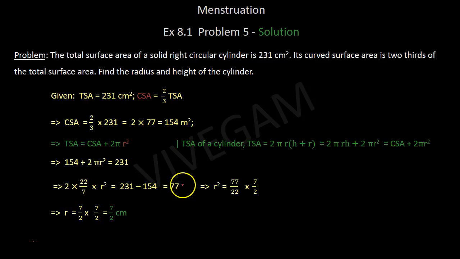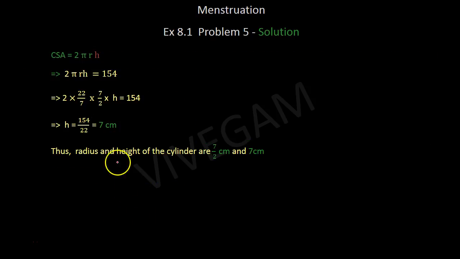Our r square will be equal to 77. This 7 will go up, and 22 will come down. So 77 by 22 into 7 by 2. 11 will go 7 times and 2 times. So r square equal to 7 by 2 into 7 by 2. So r will be equal to 7 by 2 centimeters. Okay, so one part of the problem is done. Radius is calculated. So let's go to the next one.